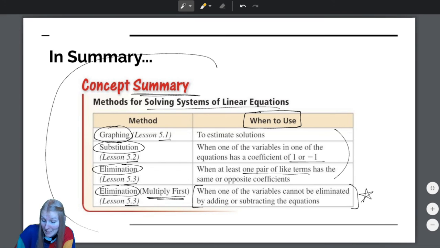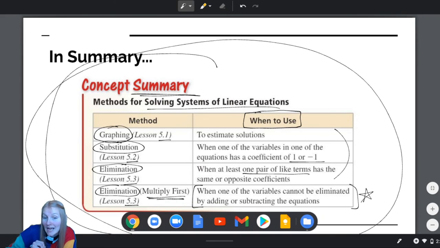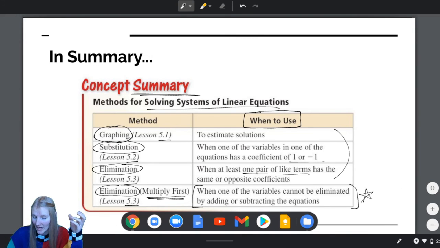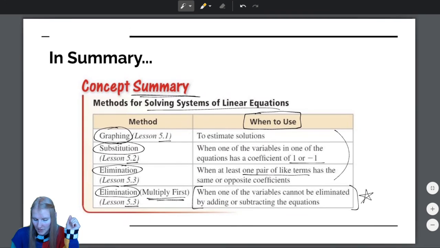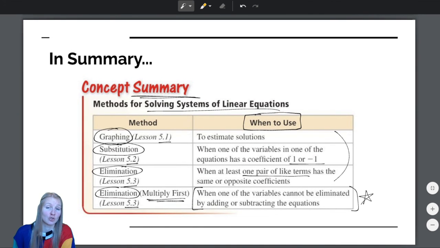Okay, so I would recommend putting this in your notes as a little bit of a guide as to when to use each of the methods that we've learned in Chapter 5 so far.